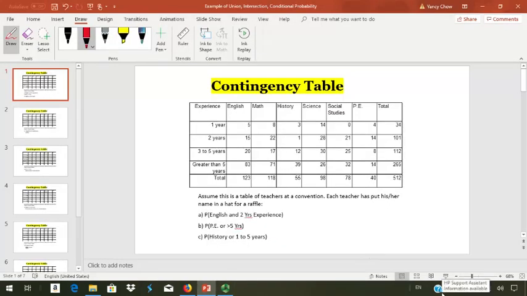Hello everyone, here is an example of the concept union, intersection, and conditional probability.